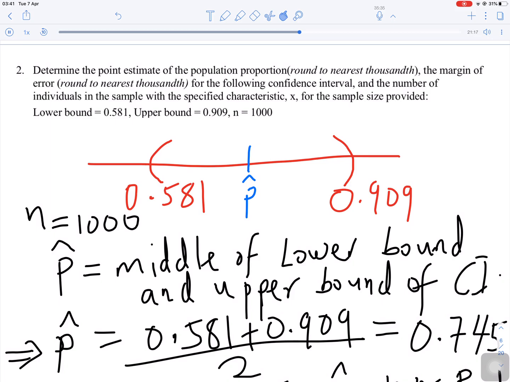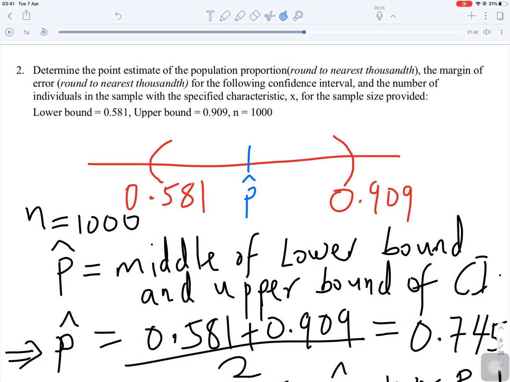So in this case, we are given the lower bound, the upper bound, and then the sample size, but we don't know P cap. Remember, P cap is a value that falls in the middle of the lower bound and the upper bound. It's in the middle of the interval. So how do we find that? The middle will then be the mean, right? The mean of the interval.